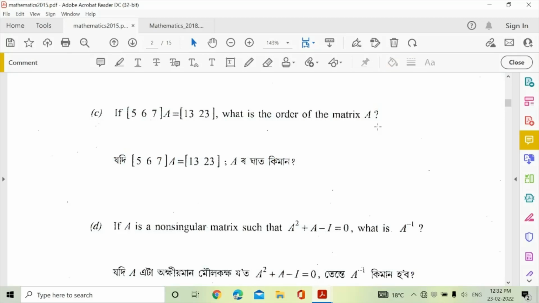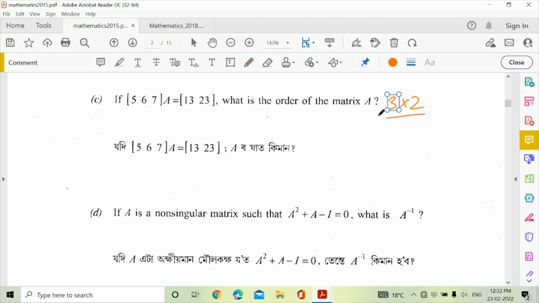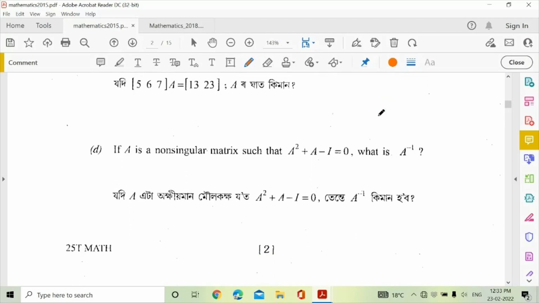Okay. So what is the answer? The answer we have is 3 by 2. Got it? So 3 by 2 is the answer for this matrix. Number of rows is 3 and number of columns is 2. So let us try to discuss the next one.